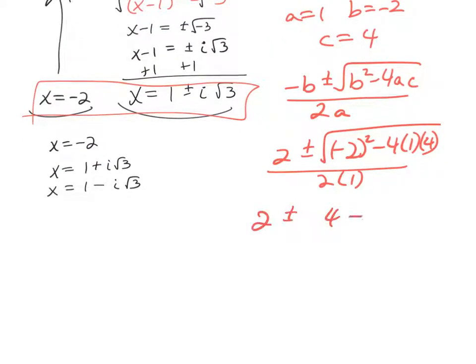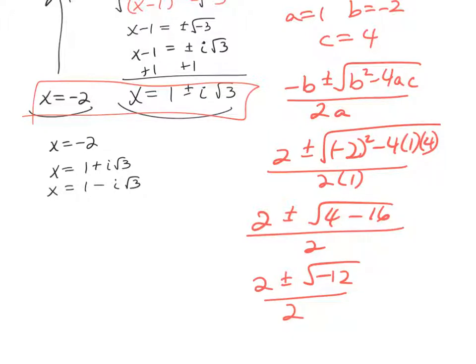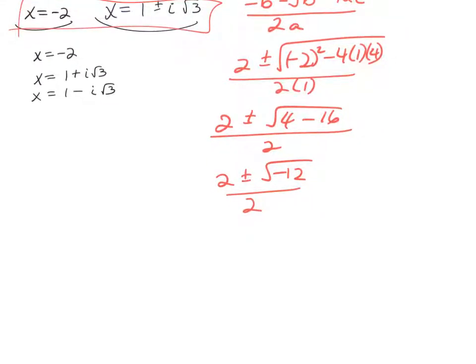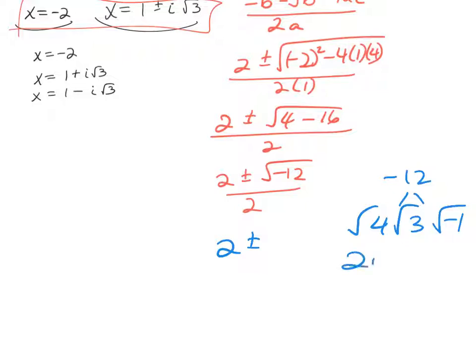2 plus or minus the square root of 4 minus 16, over 2. I now get 2 plus or minus the square root of negative 12. I now need to simplify the square root of negative 12. Again, a common mistake students make is thinking you can cancel these 2s out. You can't cancel until you simplify the radical first. So I need to break down the negative 12. I can make it 4 times 3 times negative 1. This will give me 2i radical 3 over 2. Now I can reduce.